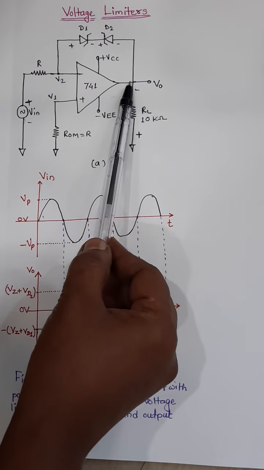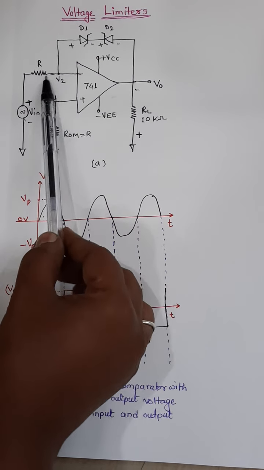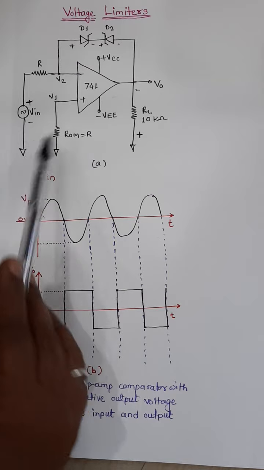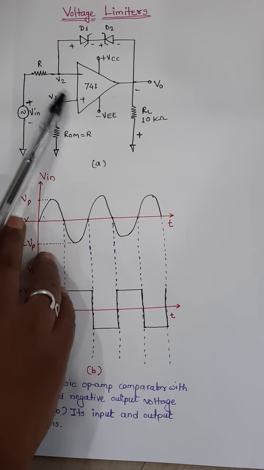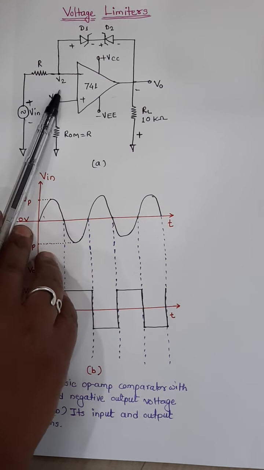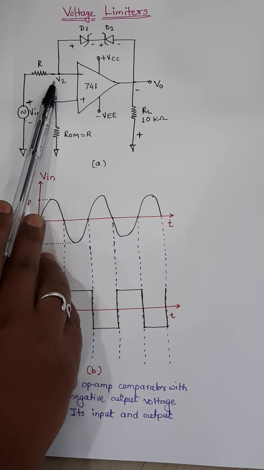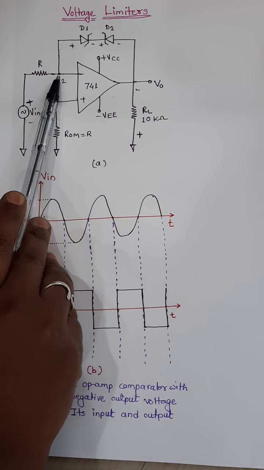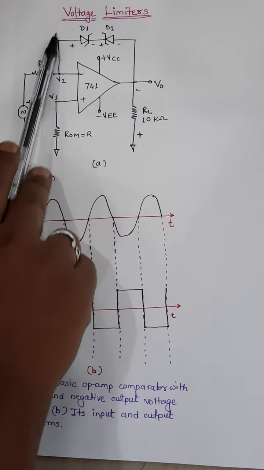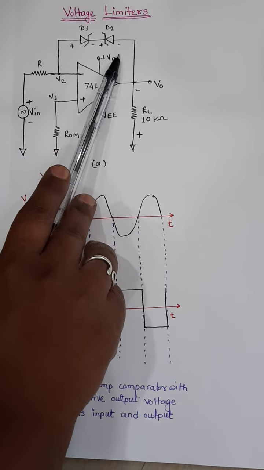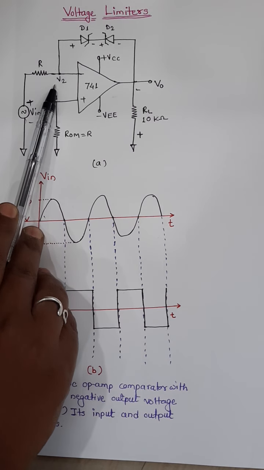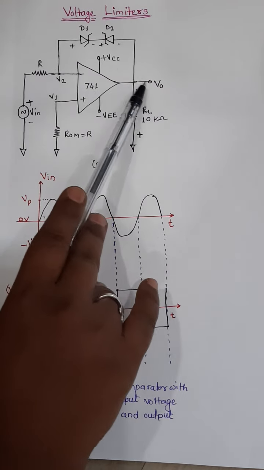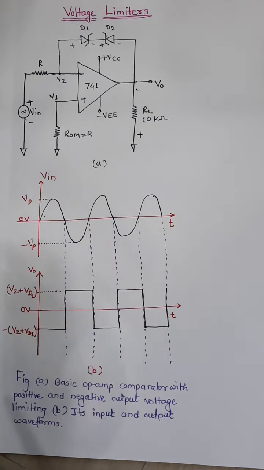Now the output voltage, when we consider this point which is V2, we know from the virtual ground concept that if one of the input terminals, V1, is at ground, then V2 is at virtual ground. It means that it will act as ground for voltage and not for current. So the voltage at this point will be 0. So the output voltage will appear across the two diodes D1 and D2. Because V2 is at virtual ground, the input voltage will appear across resistor R and the output voltage will appear across the diodes D1 and D2.